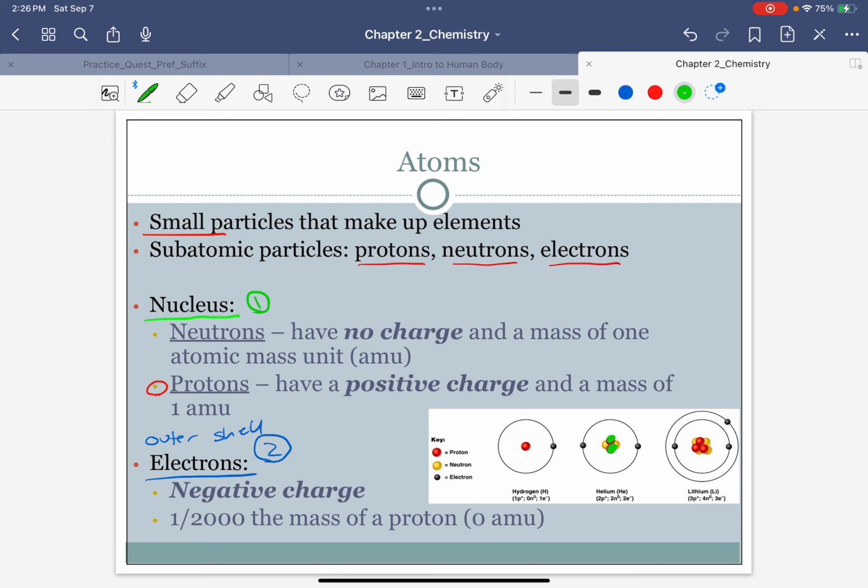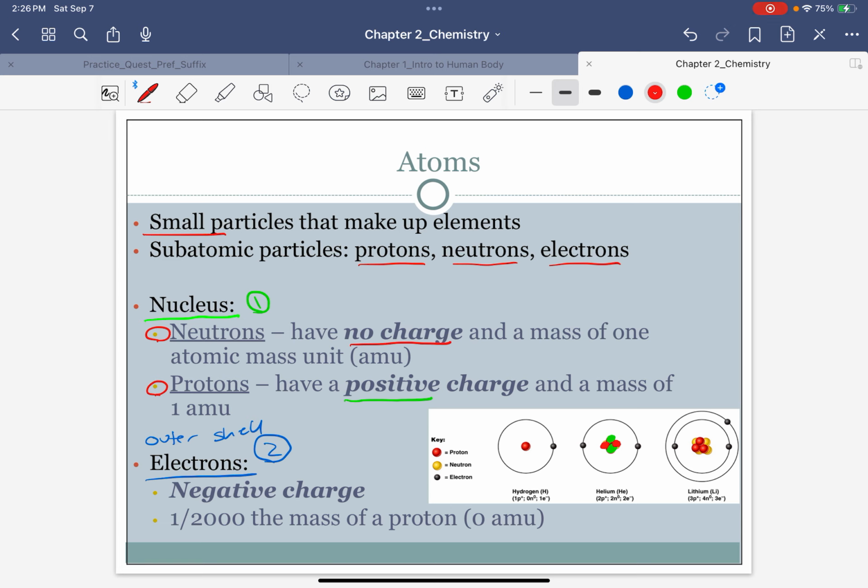Protons are found in the nucleus, and they have a positive charge. So we have three subatomic particles: protons, neutrons, electrons. Next, let's look at neutrons. Neutrons are also in the nucleus. I'm going to circle them in as red. Neutrons are also in the nucleus, and they have no charge.